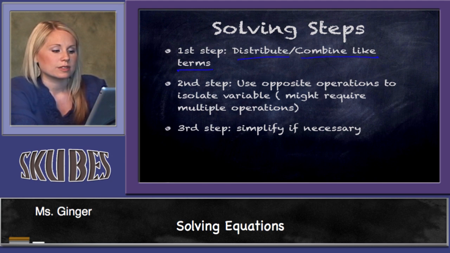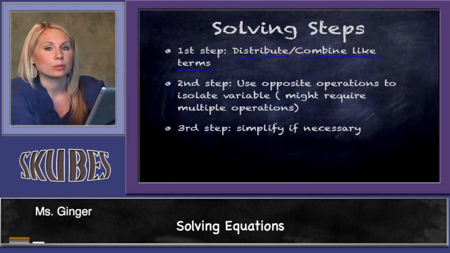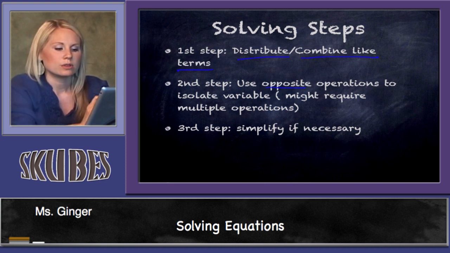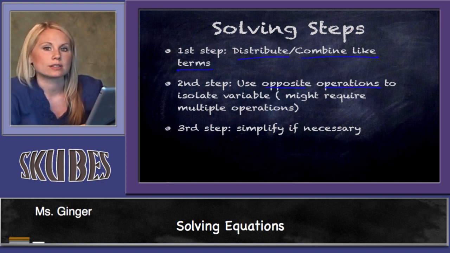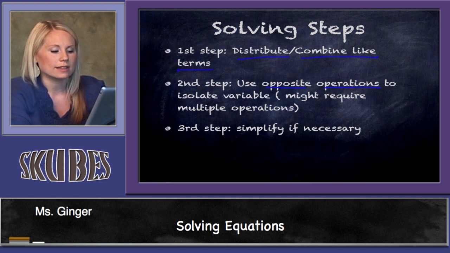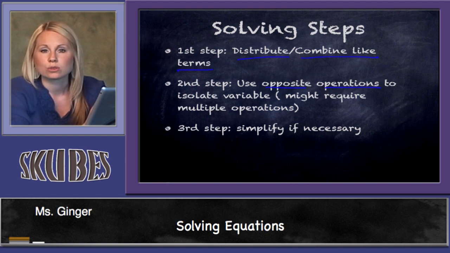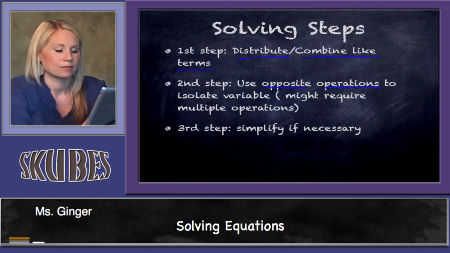When you get ready to move to the second step, you're going to start using opposite operations to get rid of what you don't want. There are lots of things that are going to be attached to your variable that you need to get rid of. So we're going to use those opposite operations of what we see to do that. Lastly, we'll need to scan through and see if there's anything that needs to be reduced or simplified to our final answer.